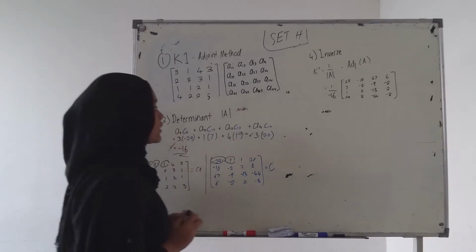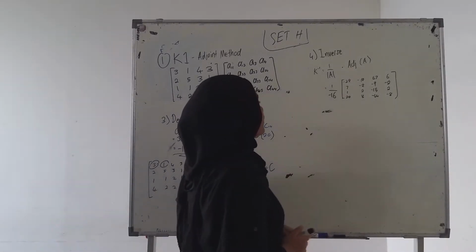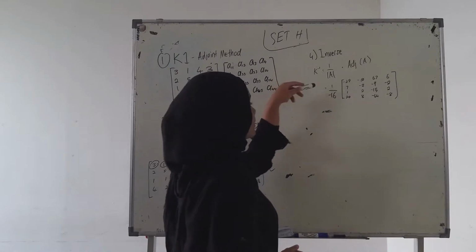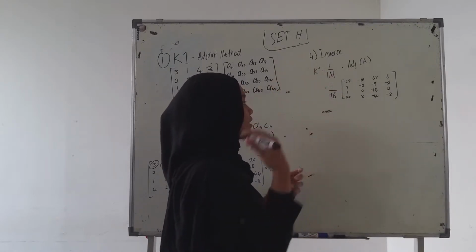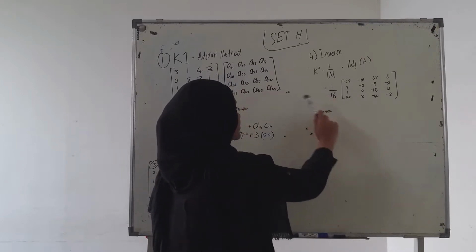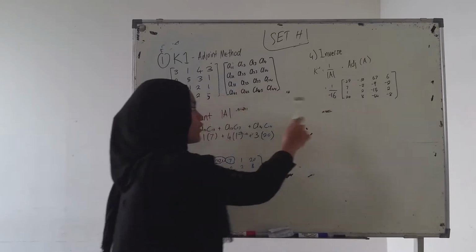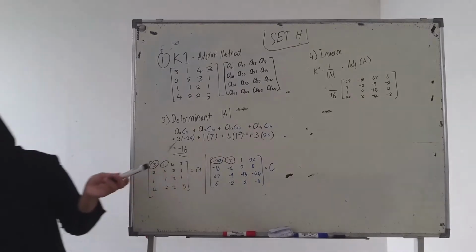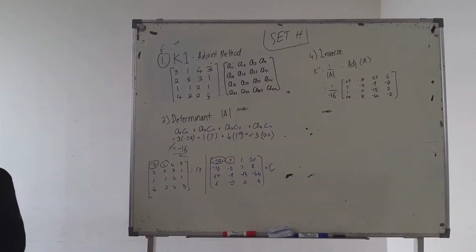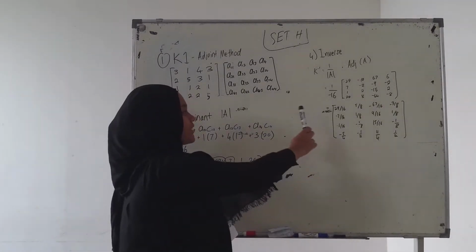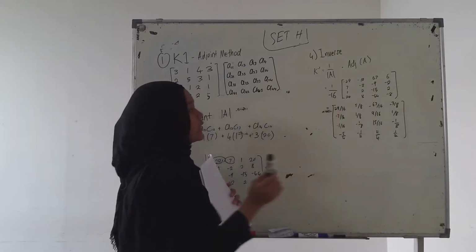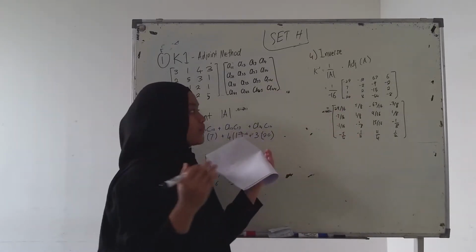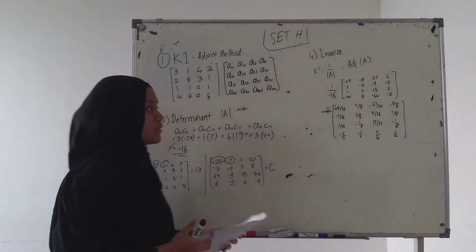Next, in order to find the inverse, the formula is 1 over determinant A times the adjoint A, which we found earlier. Then we just insert all the information that we have found. After multiplying both of them, this is what we get for the inverse. The inverse will then be used to decode the actual code.